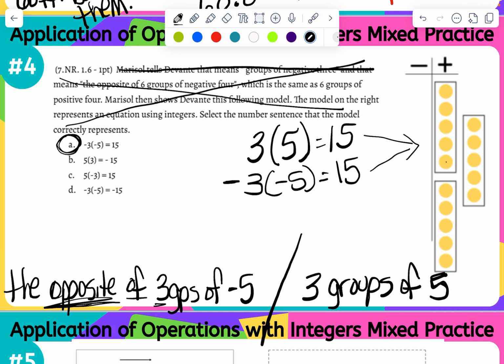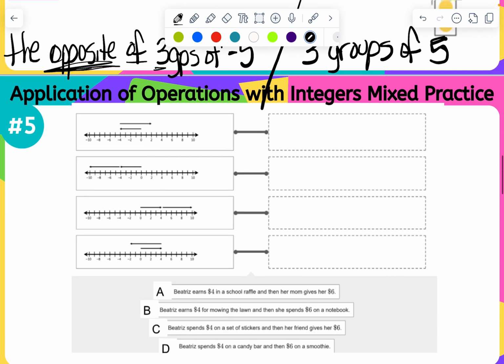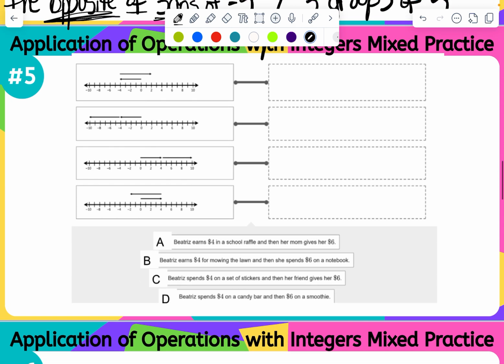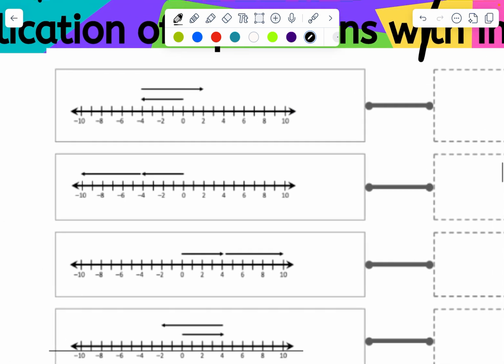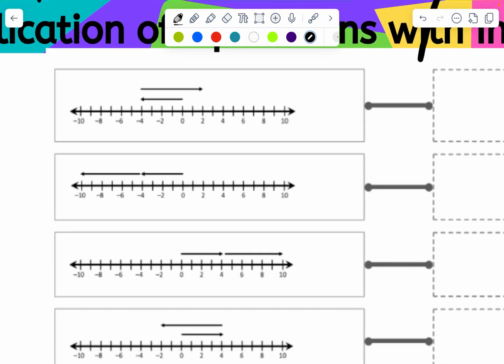-3 times -5 is +15. Okay? So on this one, I'm going to blow this up just a little bit for a minute because we're going to label these number lines first.